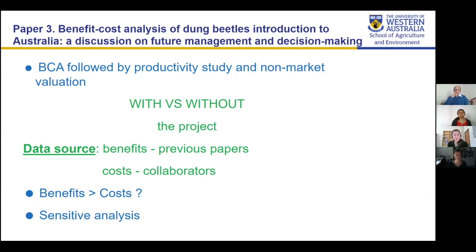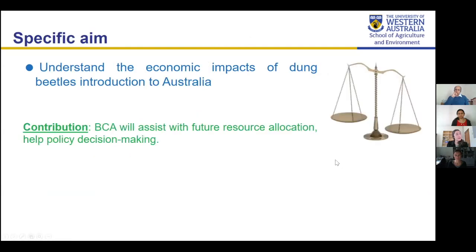The costs here, I will be assessing with the collaborators, and we will include things like research, costs with importation and monitoring. And I'll also do a sensitivity analysis to account for uncertainty. The specific aim here will be to understand the economic impacts of dung beetles' introduction to Australia. And I hope this can assist with future resource allocation and policy decision making.